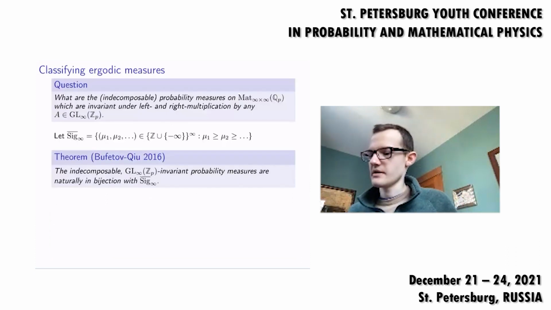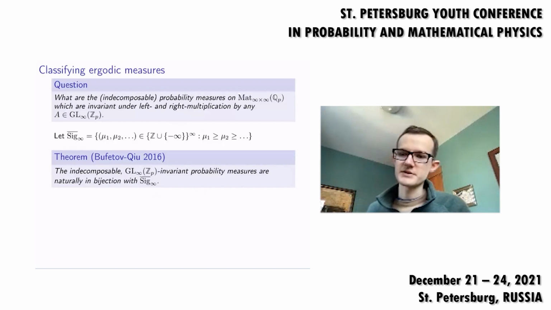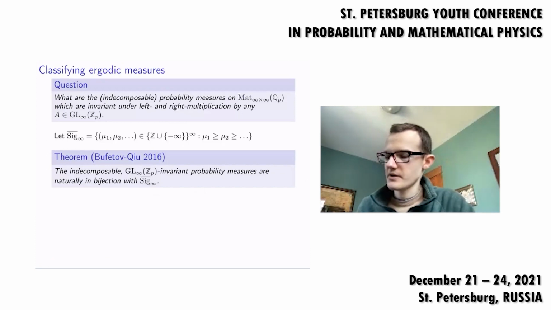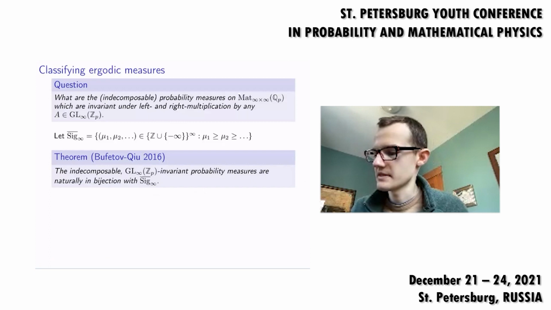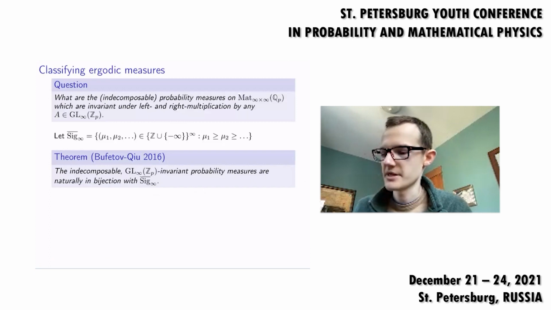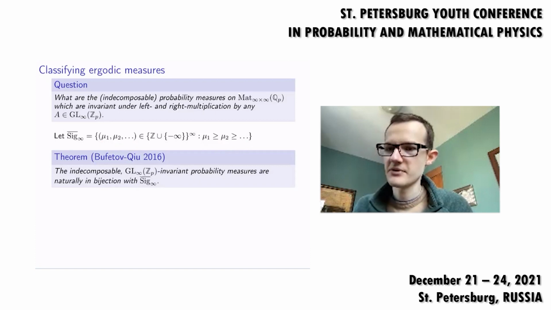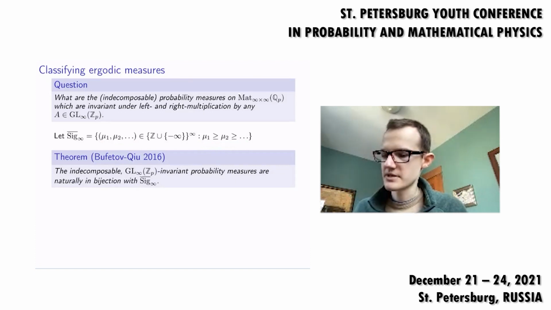And this is the question that was answered by this result of Bufetov and Qiu. So they found that this set of probability measures is naturally in bijection with Sig infinity bar, which is just infinite signatures where now the entries, they're still weakly decreasing, but they are not necessarily integers. They can either be an integer or they can be equal to minus infinity, where, in this weakly decreasing order, you take minus infinity to be less than any integer. So it's essentially the same set.